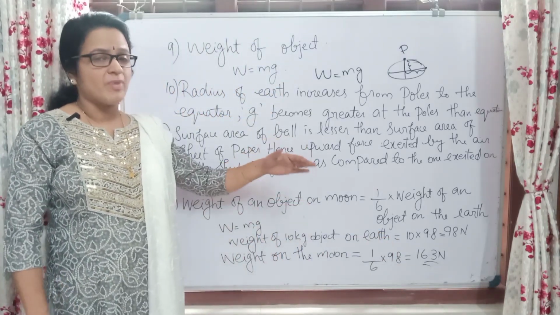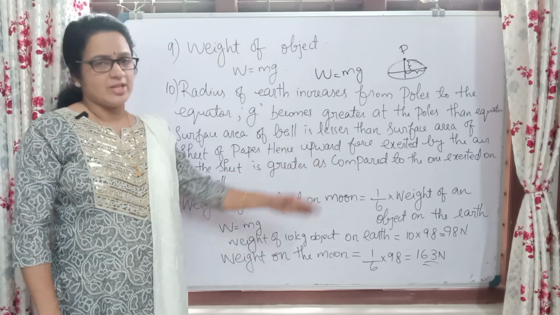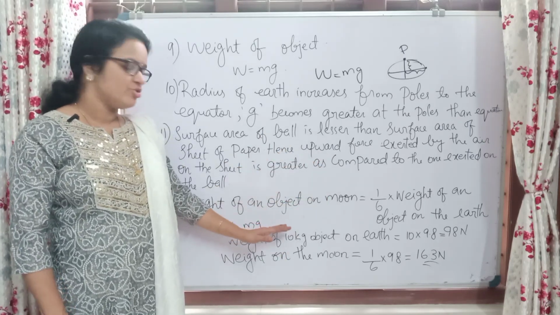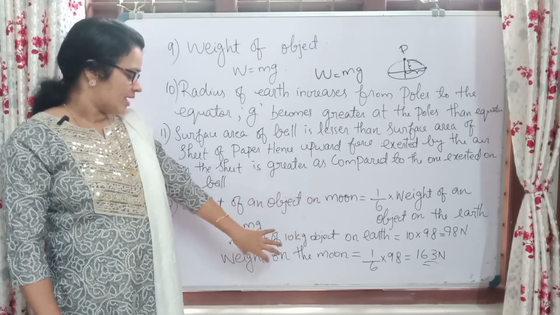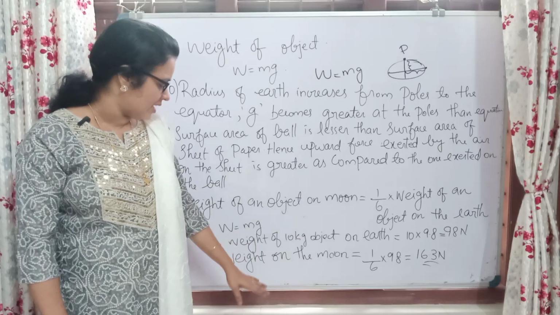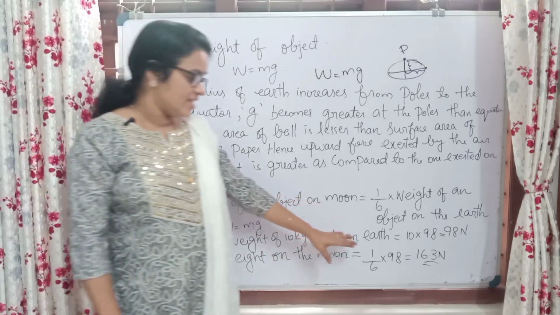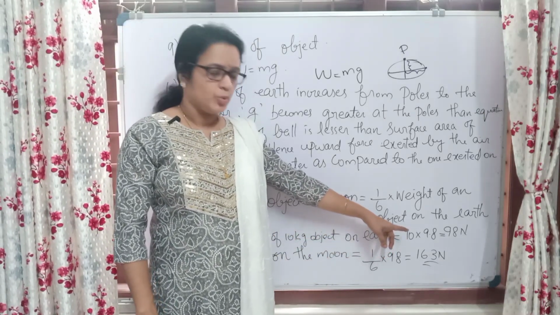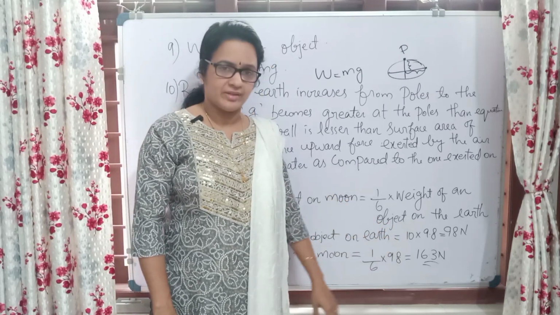So here not mass, weight is asked. Okay, weight ആയതുകൊണ്ടാണ് W is equal to M into G calculate ചെയ്യുന്നത്. Don't forget to calculate mg. So we are getting 98 Newton, and 1/6 of that weight is equal to the weight on the moon, that is 16.3 Newton.